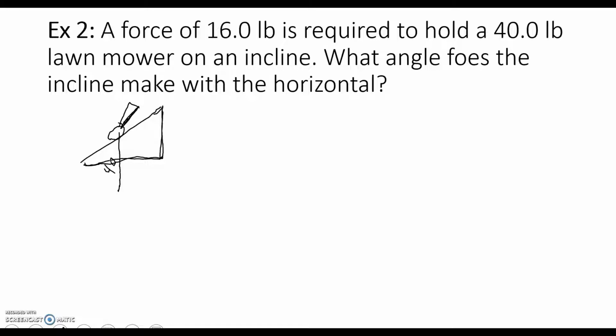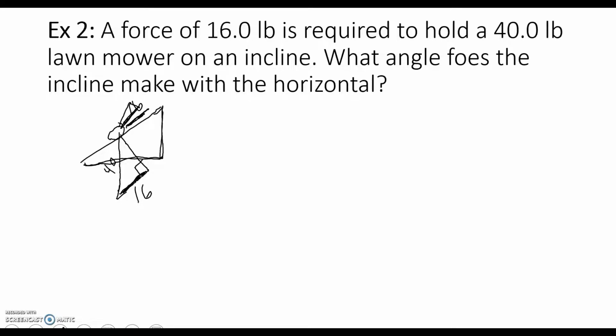So the force is pulling parallel with the incline. The force is pulling this way, and it's 16. So that's a 16 right there. It's 16 pounds. And so we can have a line parallel to that here that's also 16. What we end up having is a right triangle, formed by the force of the lawnmower and the force that's pulling the lawnmower to hold it up to make it stay still.